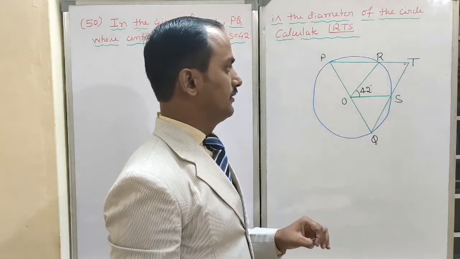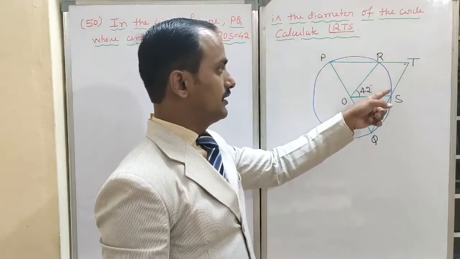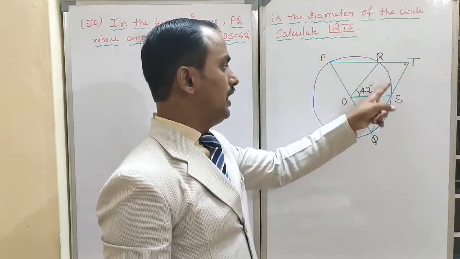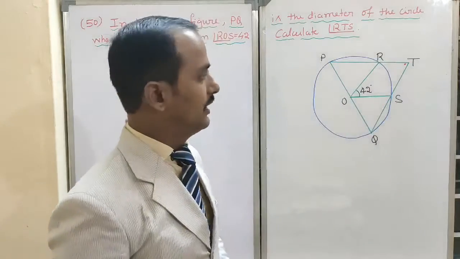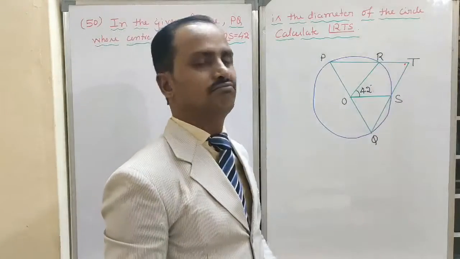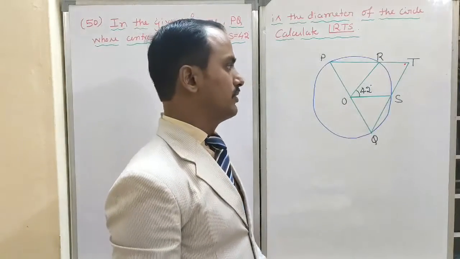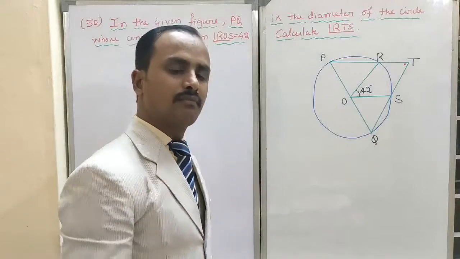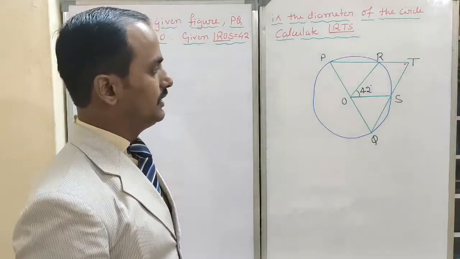What can I do, dear children? Don't join RS. If I join, we will get PRSQ only as a cyclic quadrilateral. How will you find this angle? Very difficult, not possible. Shall I give the hint? Dear children, look here.